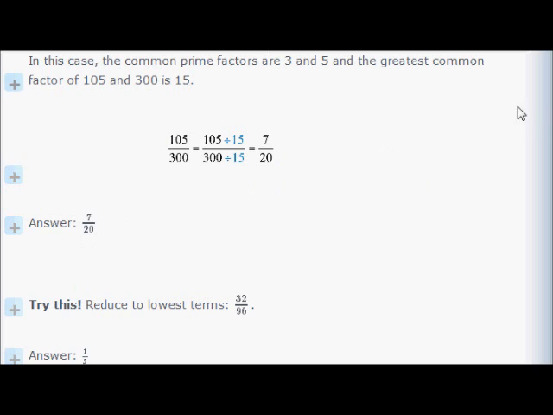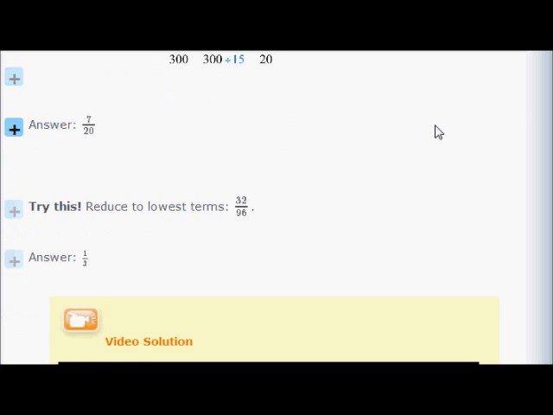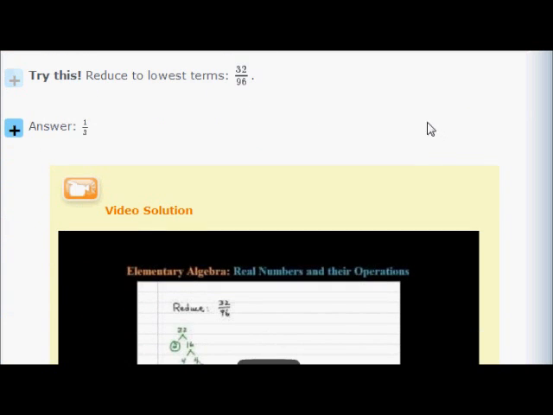All right, let's try this one. We'll have to do it in our heads. This is one of those ones where you have a video answer, they don't show the work. So, 32 over 96. What's 32? Well, it ends with a 2, so we can take a 2 out, right? 2 times 16 is 32.